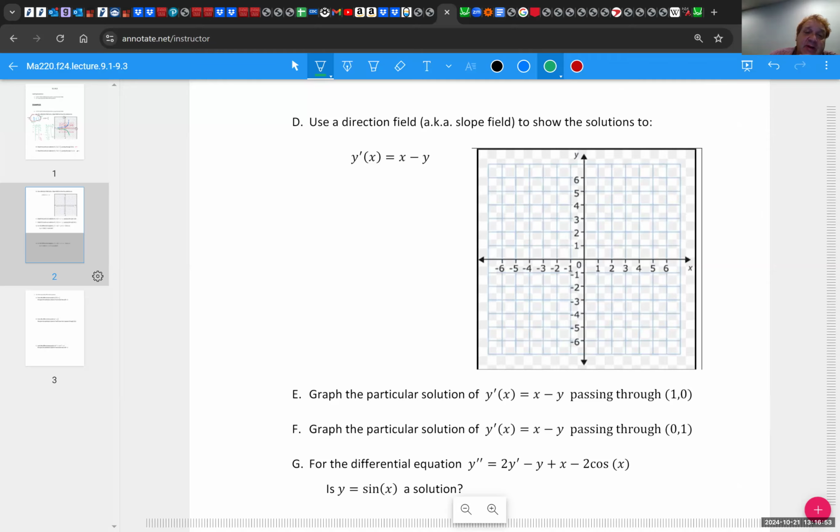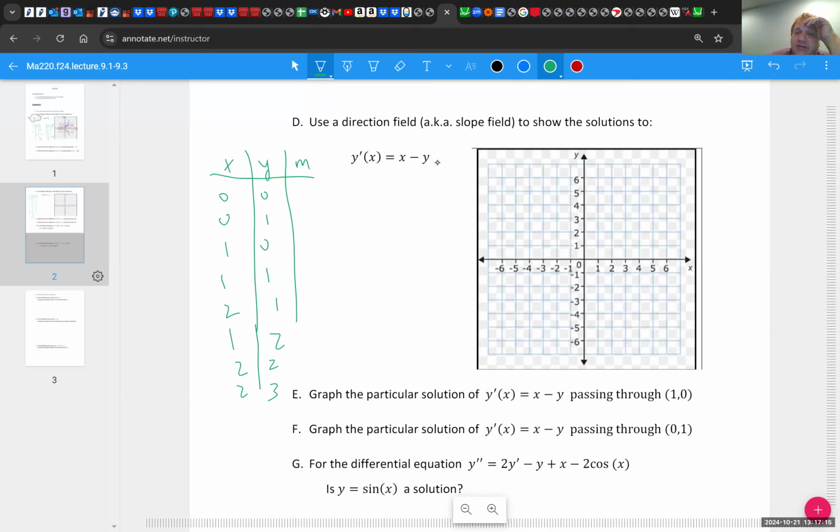And I can make a little table here. Again, I have an x value, a y value, and a slope value. I'm going to put in a bunch of numbers here. The idea is to try to find some patterns. Maybe some of you are already thinking about patterns of what's going to work here. But let's do a couple together.